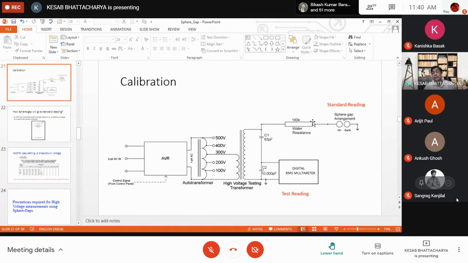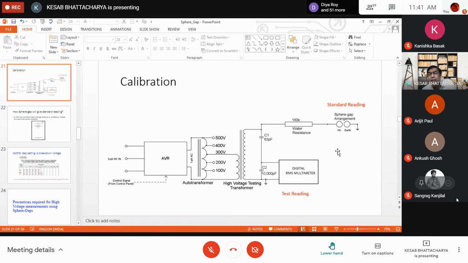Now again, another purpose is damping superimposed oscillations. In the event of a short circuit, I mean when an arc strikes between the two spheres, you see there is a dead short circuit, and it is not a normal operating condition.